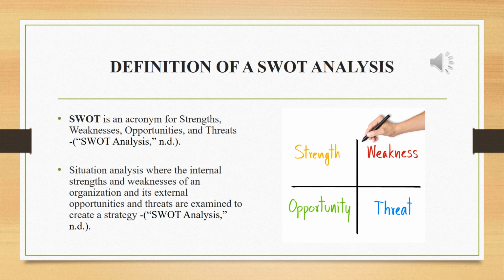Before we begin addressing the issues, we first conducted 2 SWOT analyses. One analysis focused on PAC resources, the second analysis focused on the functional area of human resource development. SWOT is an acronym for strengths, weaknesses, opportunities, and threats. According to businessdictionary.com, a SWOT analysis is a situation analysis, where the internal strengths and weaknesses of an organization and its external opportunities and threats are examined to create a strategy.